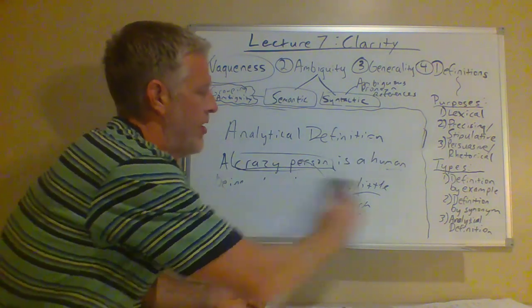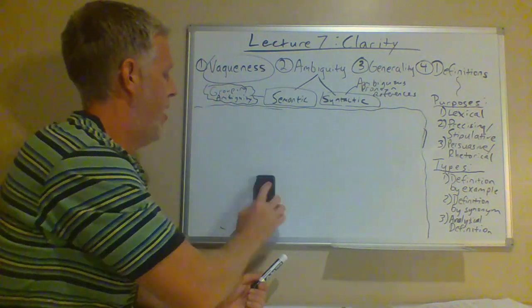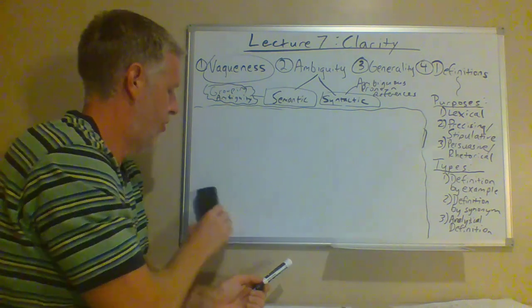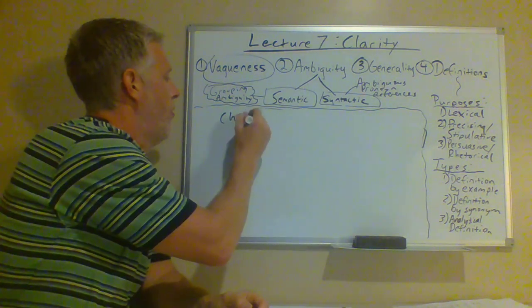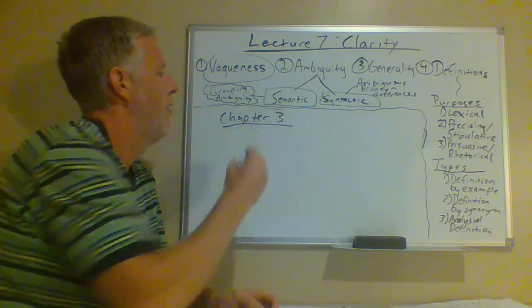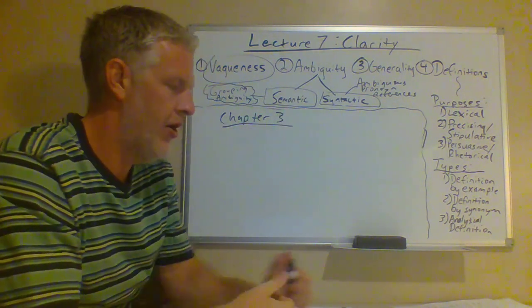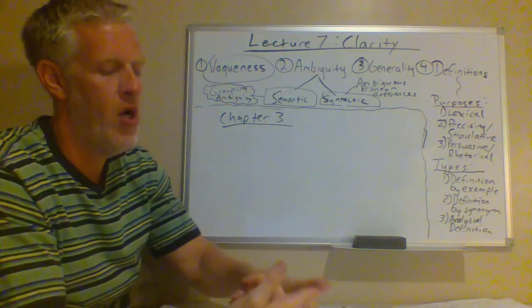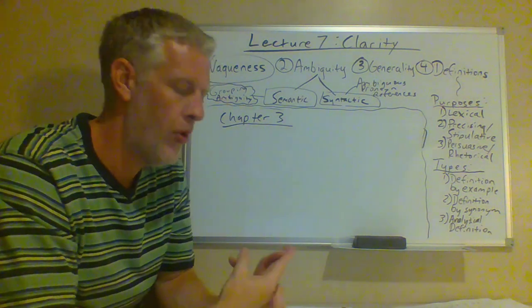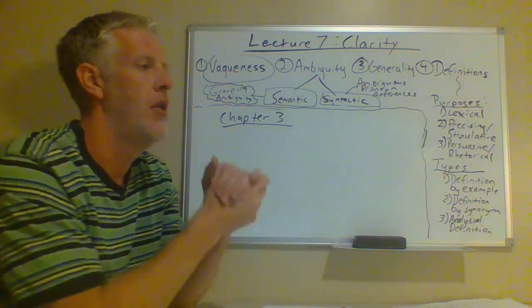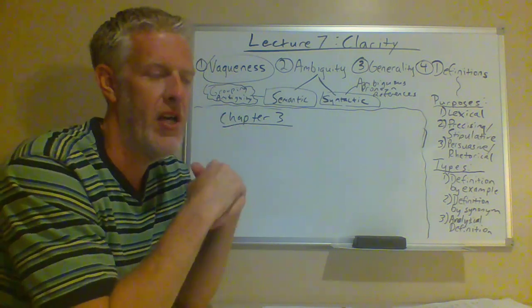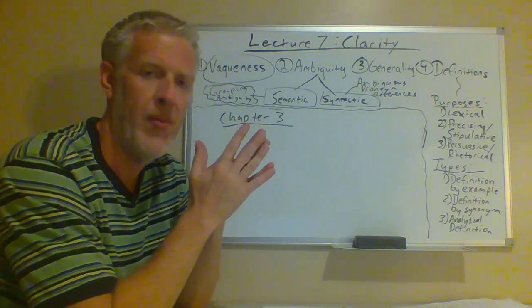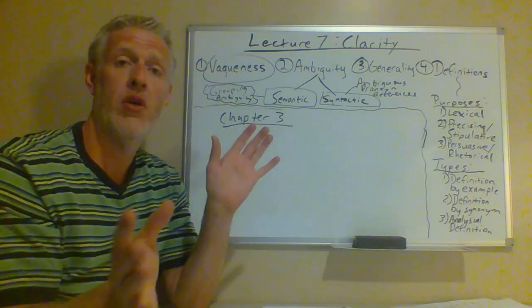Lecture 7 here with respect to clarity correlates then to chapter 3 of the 13th edition. So in the chapter 3 homework, the chapter 4 homework, and the chapter 5 homework, you'll be required to do a writing assignment. Again, don't make too much of it. I had a student ask me, do I have to do MLA format? No, don't worry about that.